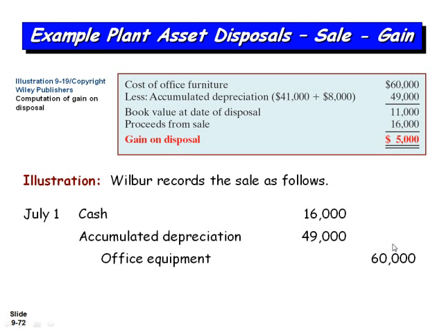Okay, now those don't add up, do they? 49 plus 16 is equal to $65,000 in the debit side, and we only have 60 on the credit side. So we need to recognize a gain on disposal. Gain on disposal is an other income account. It's got a credit balance just like service revenue, just like sales. So gains are a good thing, credit, and that's why it's a credit. Losses are a debit.